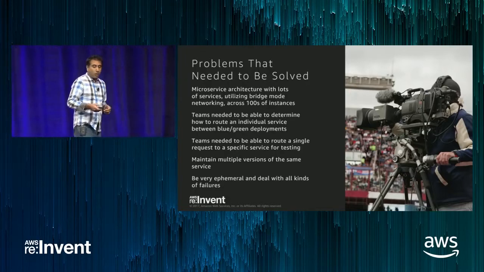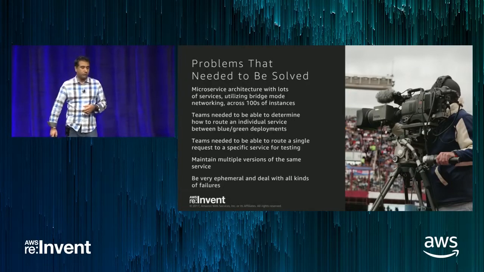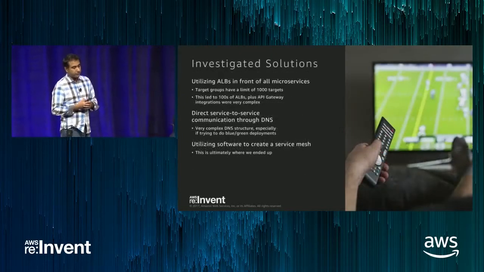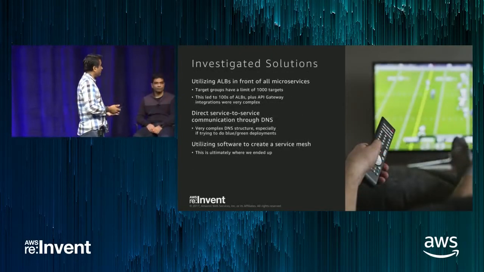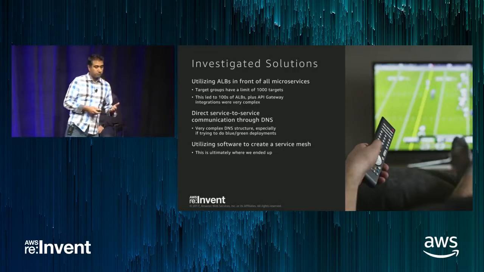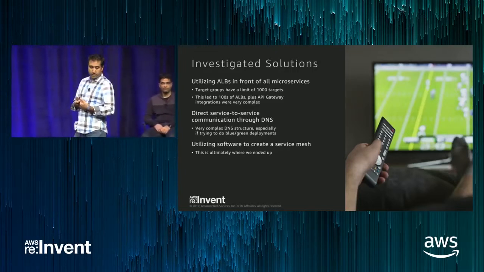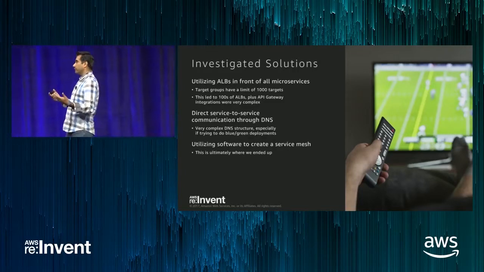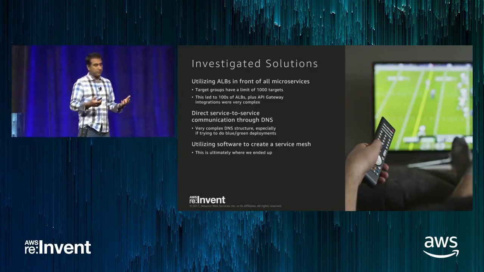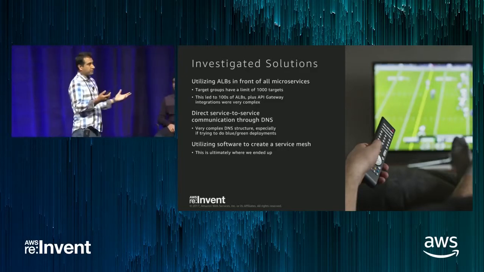So what did we look at in order to deliver some of these things? Again, one very common way is to put some ALBs in front of the microservices, but you run into certain limitations. One of the limitations is that target groups have a limit of 1,000 targets.